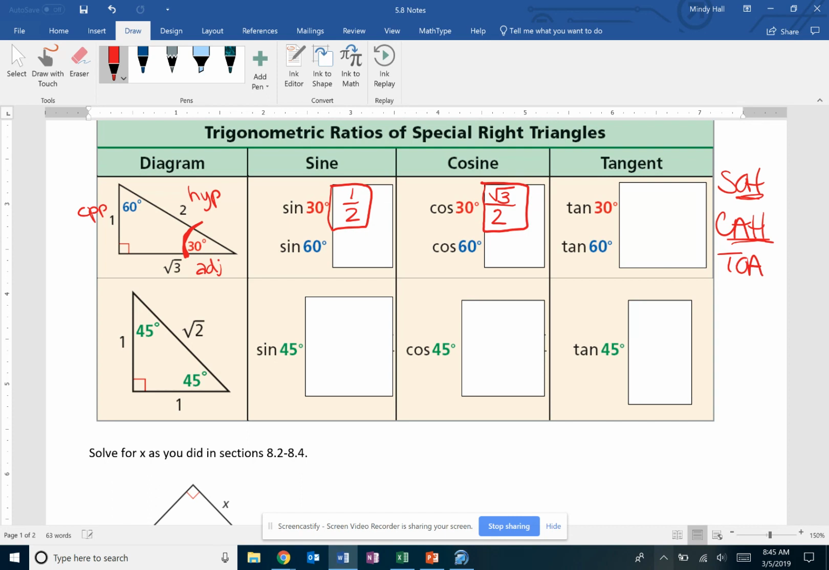Something that's important to realize too is that we are not going to be using decimals for this. We want to keep the radicals and everything. So your answers should all end up as fractions or radicals.